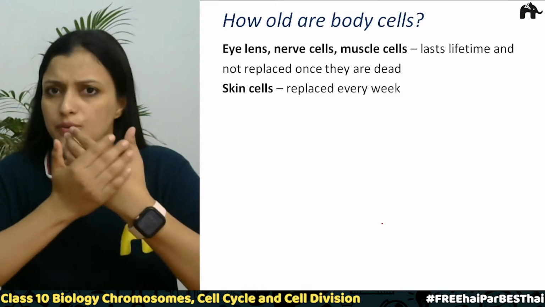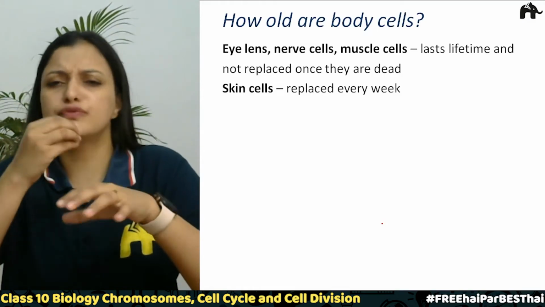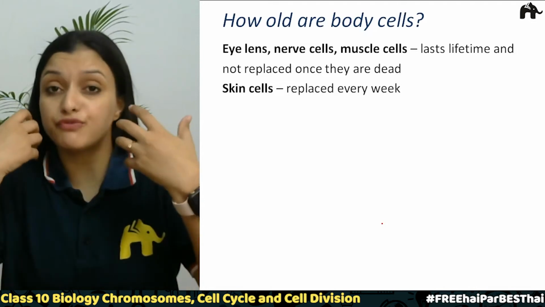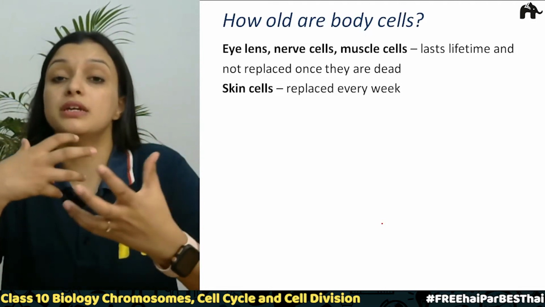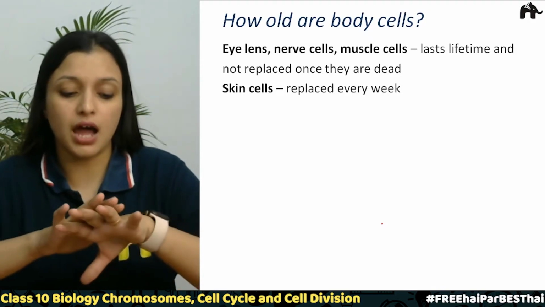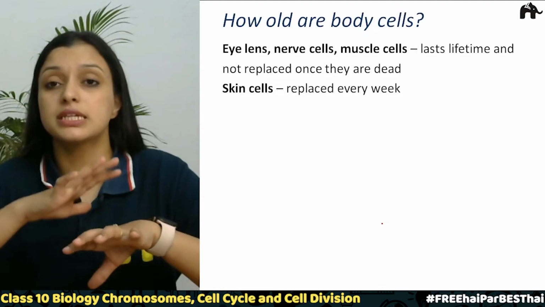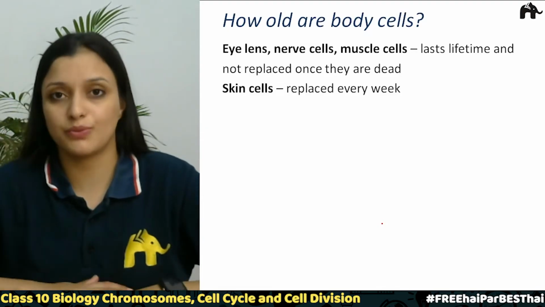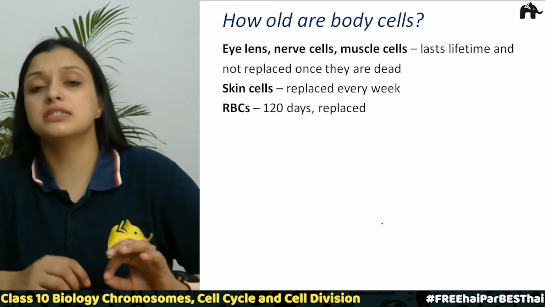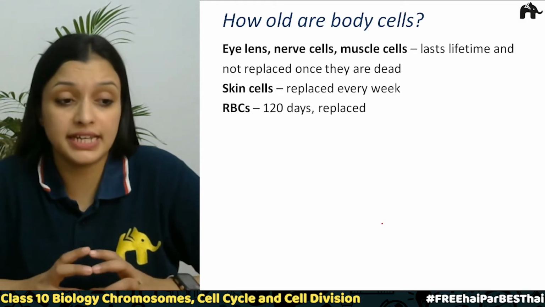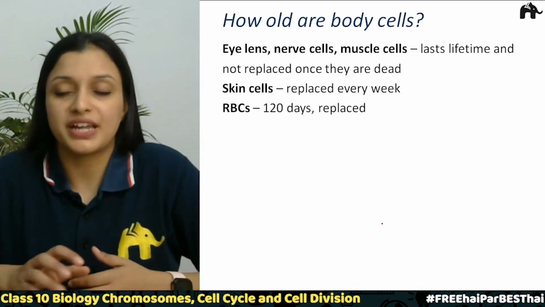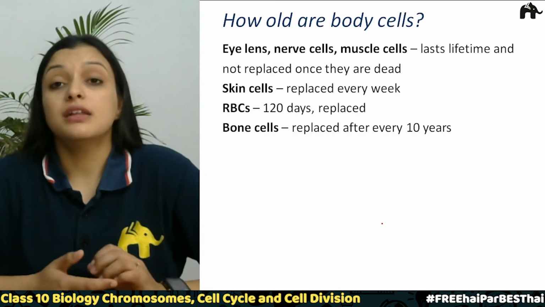Now this is our skin. There is a lot of wear and tear because this is the surface of our body, right? So we need these cells to be replaced every week, so that our skin is able to protect the internal organs of our body. Then next come RBCs. Their lifespan is 120 days, and they are replaced very frequently in the bone marrow.